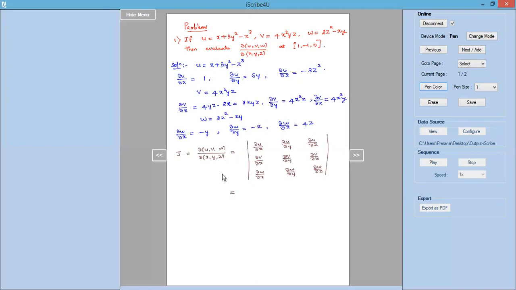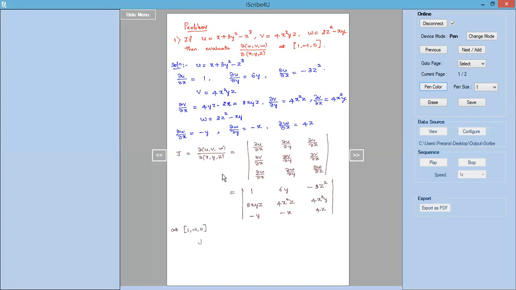So ∂u/∂x, ∂u/∂y, ∂u/∂z gives us 1, 6y, minus 3z². Second row, 8xyz, 4x²z, 4x²y. And the third row, minus y, minus x, 4z. Now we do not evaluate this 3 cross 3 determinant directly. We will evaluate it at the given point, the point (1, -1, 0).